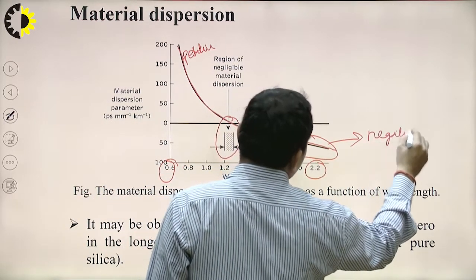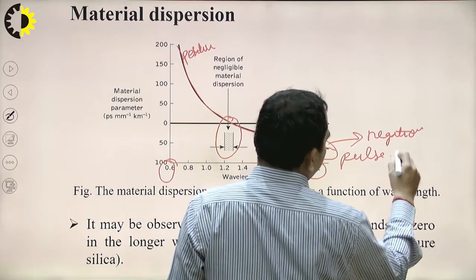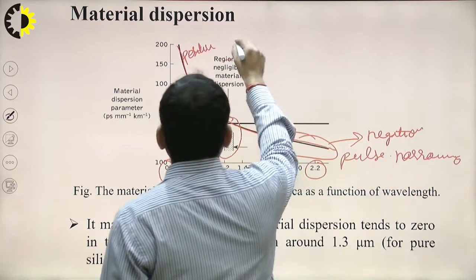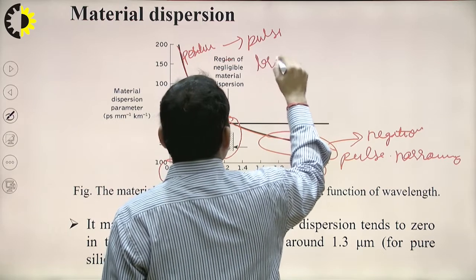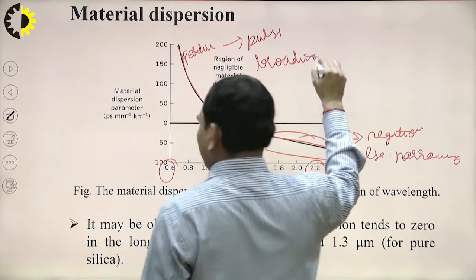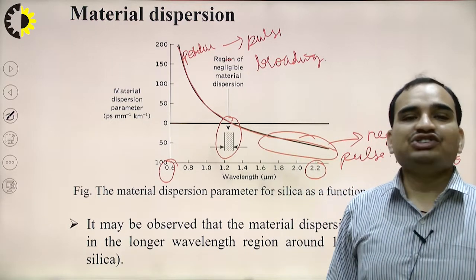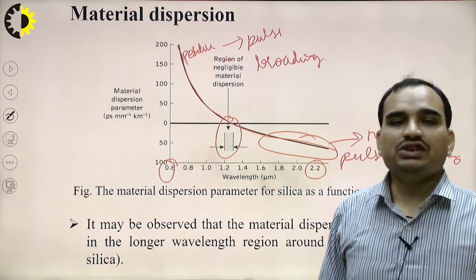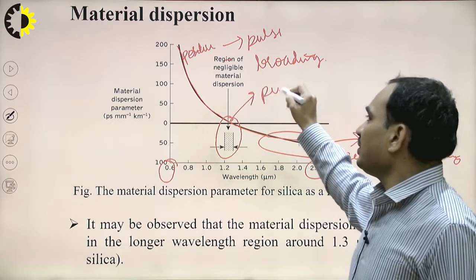Negative dispersion means pulse narrowing, and positive dispersion means pulse broadening. So it may be observed that the material dispersion tends to 0 in the longer wavelength region, around 1.3 micrometers, when we are using pure silica.